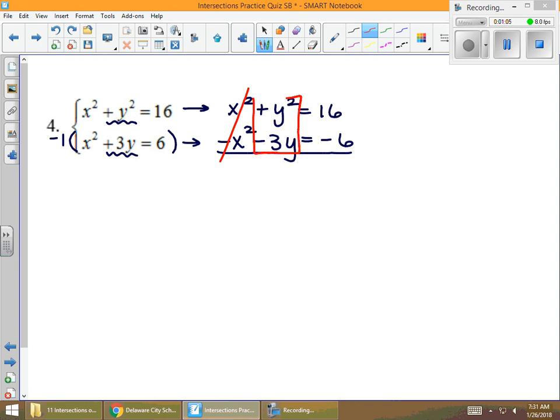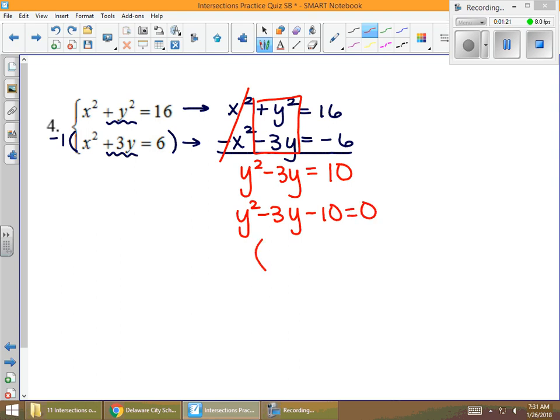When I write this out, I'm just going to write out y squared minus 3y, since I can't combine those terms, equals positive 10. And then I can bring my 10 over and factor to solve. So 2 multiples of -10 that add to -3 are -5 and positive 2. And that means that y equals 5 and y equals -2.